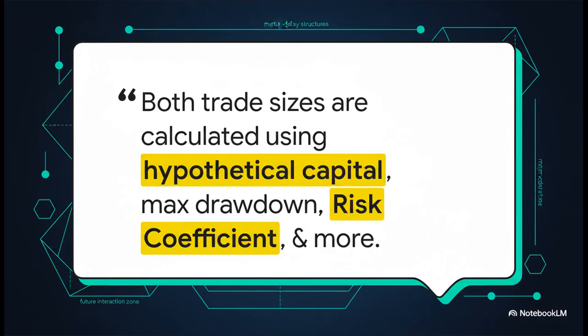So, how are the trade sizes actually determined? Well, the documentation is very specific, and I'll read it directly. Both trade sizes are calculated using the hypothetical capital, the investor's maximum allowed drawdown, the third triangle domain percentage, the risk coefficient, and the contract size.